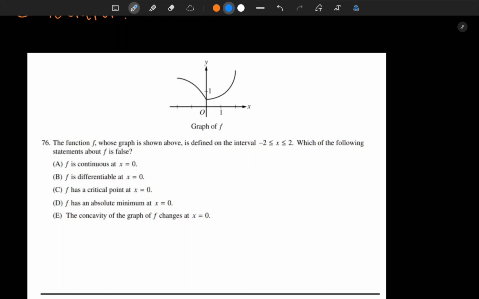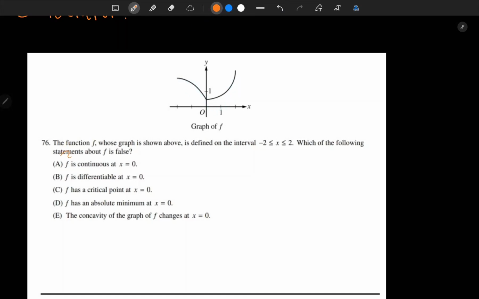As a note here, for the calculator section, you often don't need a calculator. You will for some of the problems, but not for all of them. This problem is an example of one where you don't need a calculator. So let's just look at the graph. We see that at x equals 0, this graph is certainly continuous. There's no discontinuities.